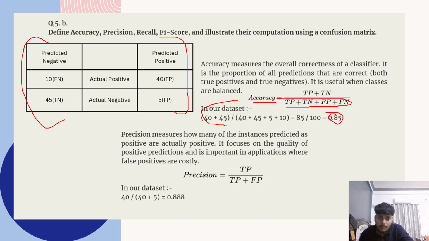Precision measures how many of the instances predicted as positive are actually positive. It focuses on the quality of positive predictions, and it is important in applications where false positives are costly. The formula for precision is TP upon TP plus FP. If we take our data set, the precision comes out to be 0.888.